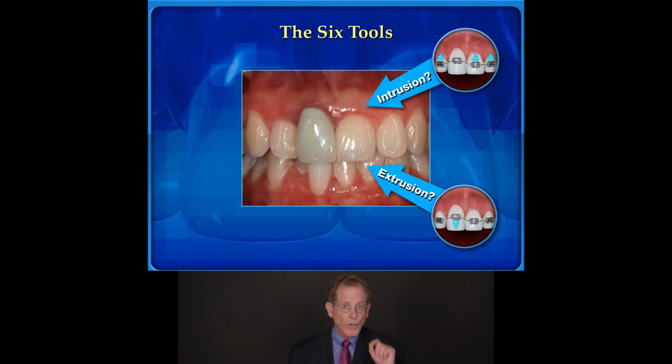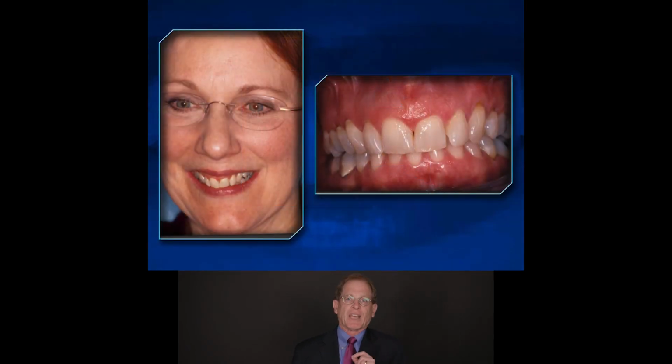So, those were the two perio tools, and that is add tissue or subtract tissue. The next two tools are the ortho tools, and those are to either intrude or extrude the teeth. This is Jeff's case, and I'm showing this case because it so beautifully demonstrates the use of both intrusion and extrusion in the canted patient.